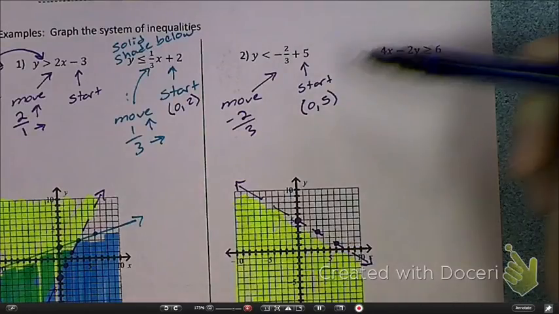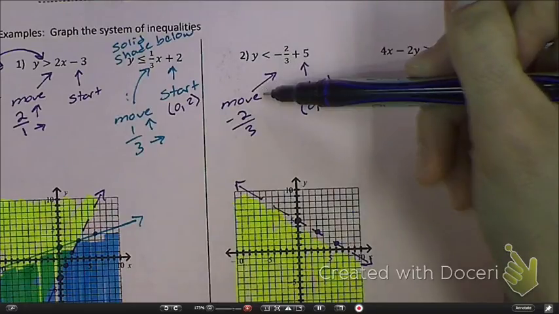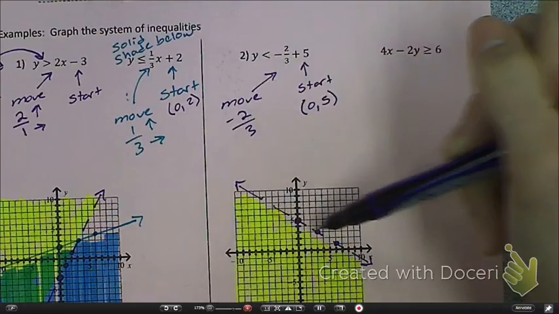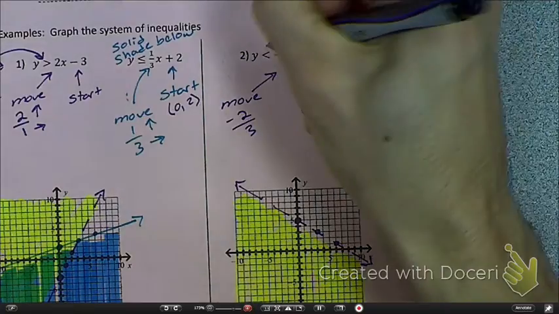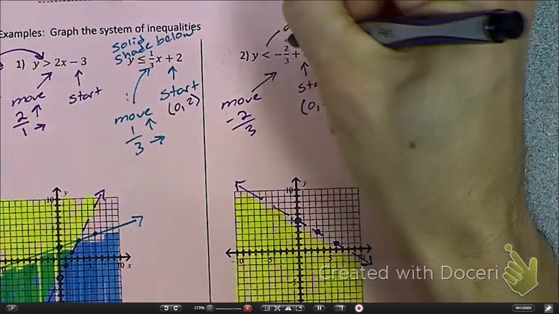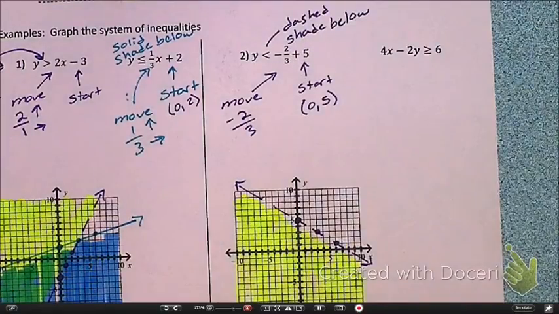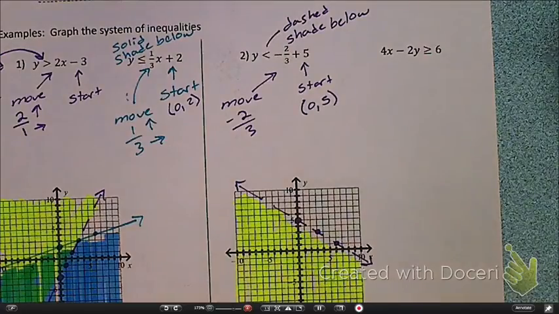For this first one, you start at 5. You move down 2 to the right 3. It is going to be dashed and shade below. Now the next one isn't in the correct form. Try to see if you can put it into y equals mx plus b on your own.